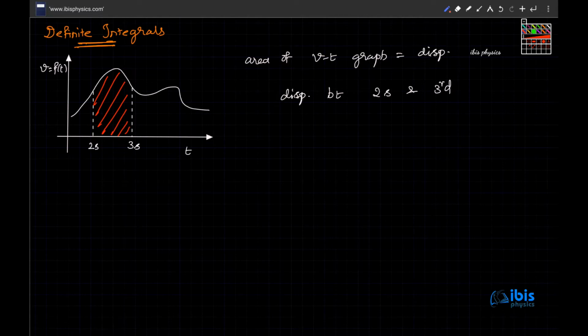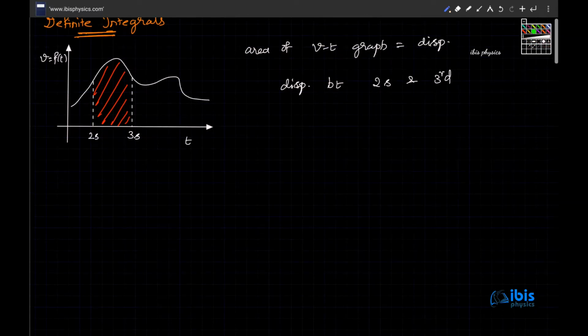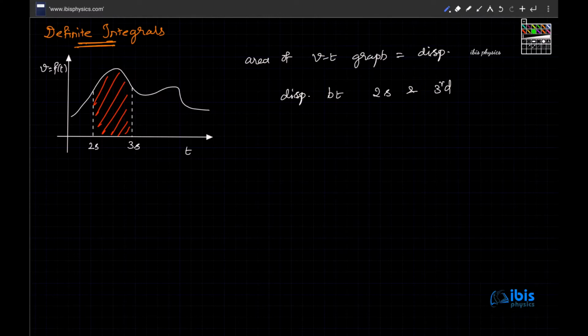So in order to find the area of this, what are we supposed to do? You are going to instruct the integration to find the area only between these two. The lower value is 2 seconds and the upper value is 3 seconds. Since it's a velocity time graph, velocity is a function of time. Let us say that the velocity is equal to 3t square minus 1, and you would like to find the displacement between the second and the third second.